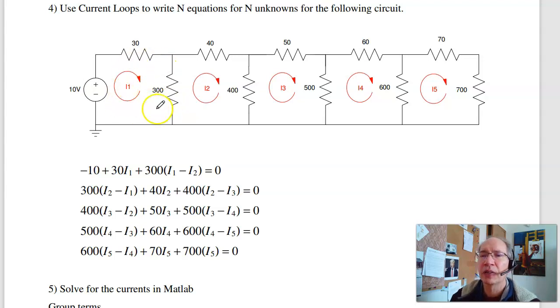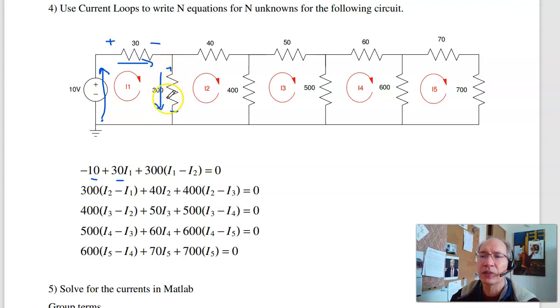Then around each closed loop, I start from a point, go all the way around the loop. If I wind up where I started, the total voltage drop has to be 0. And the convention I'm going to use is if I hit the minus sign first, I'll subtract. Plus sign first, I'll add. So around loop I1, I go right here. There's minus 10, because I hit the minus sign first, plus this voltage. That's 30 times the current going right, 30 I1, plus this voltage.